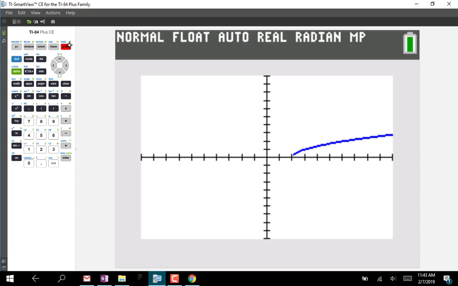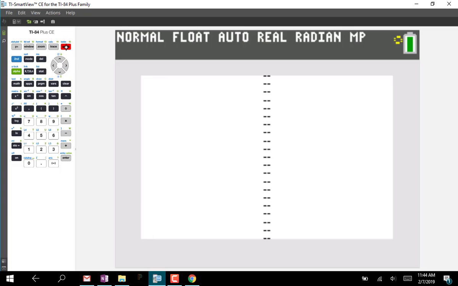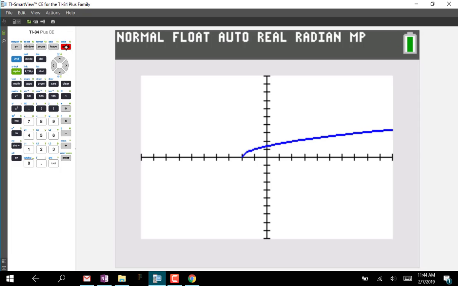Oh, wait, that's the second one, right? Yeah, we're on the second one. X minus 2, right? Is that what it is, guys? Oh, it's x plus 2. Go back. Go back. Square root of x plus 2. There you go. And press graph. So it moves over a little bit more.